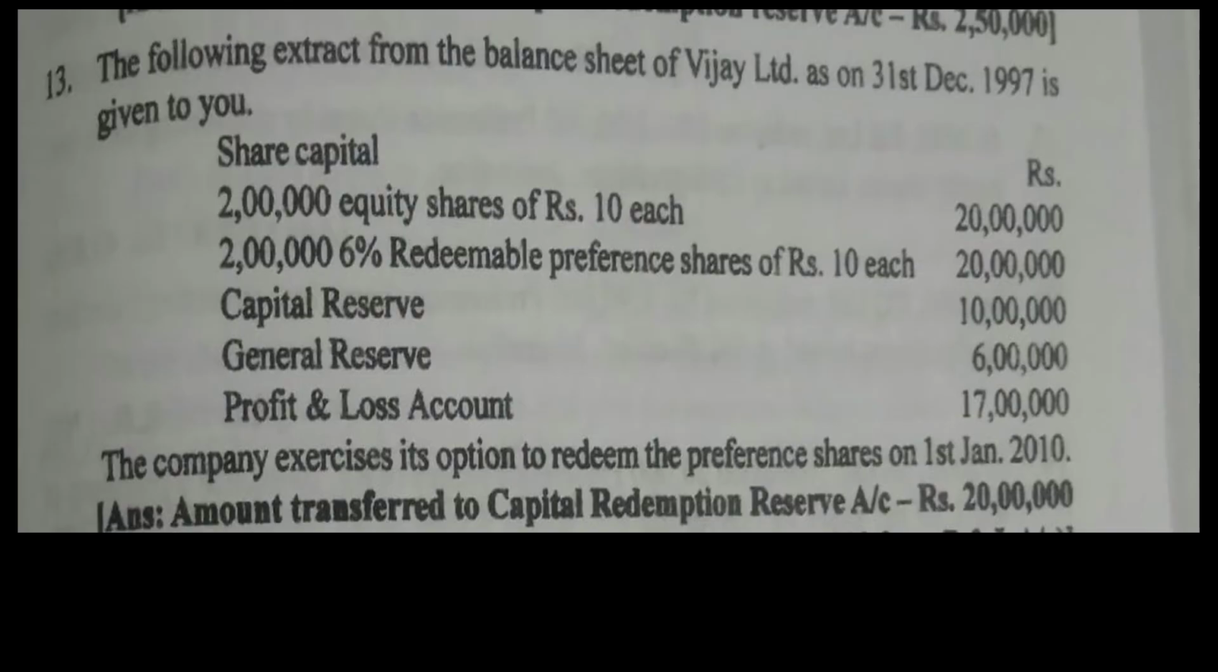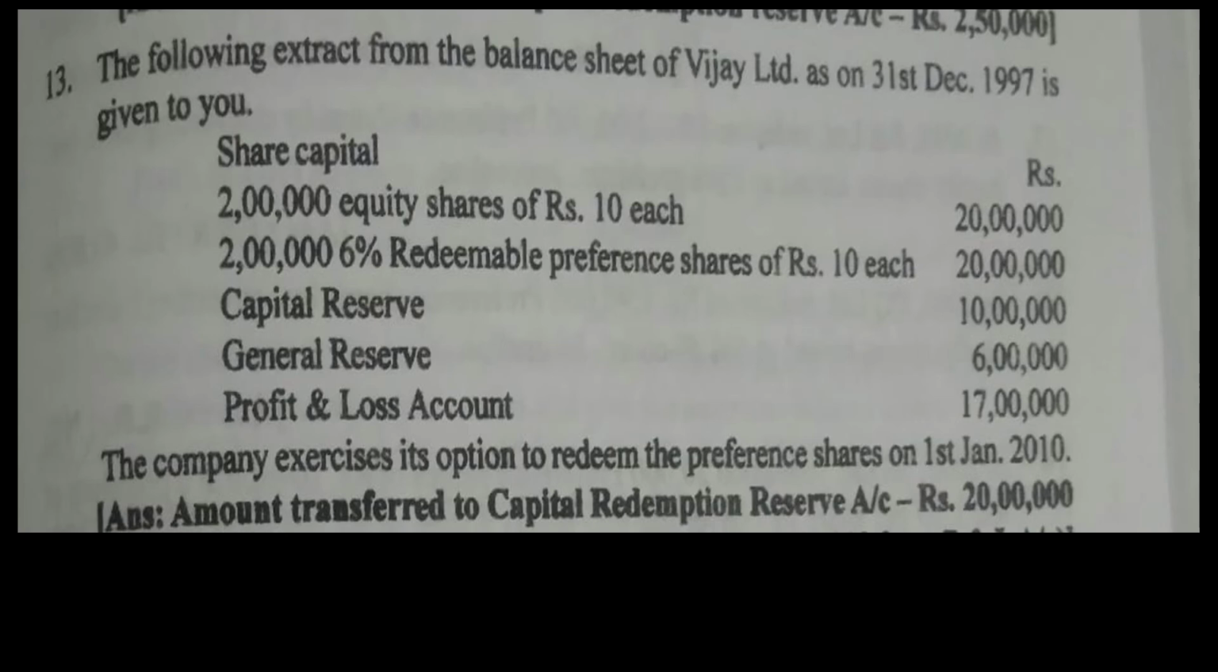Now we'll do an exercise sum, that is exercise number 13. The extract is given here. Equity share is 20 lakh. The preference share is 20 lakh. Capital reserve available in the balance sheet is 10 lakh. The general reserve available is 6 lakh. And the P&L available in the sum is 17 lakh. The company exercises its option to redeem the preference shares on 1st January 2010.